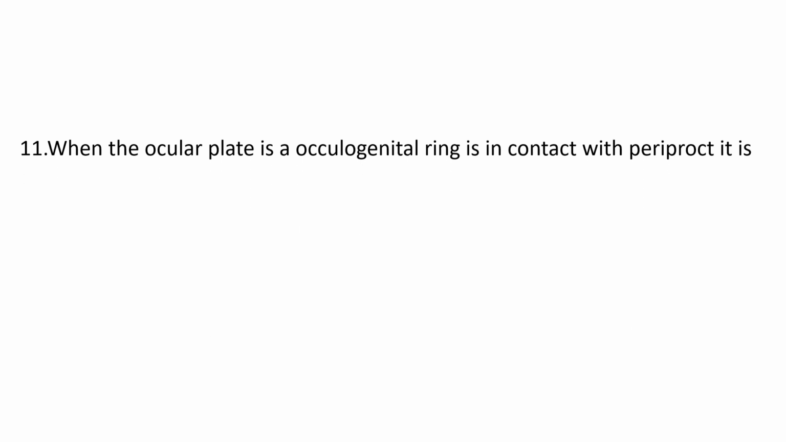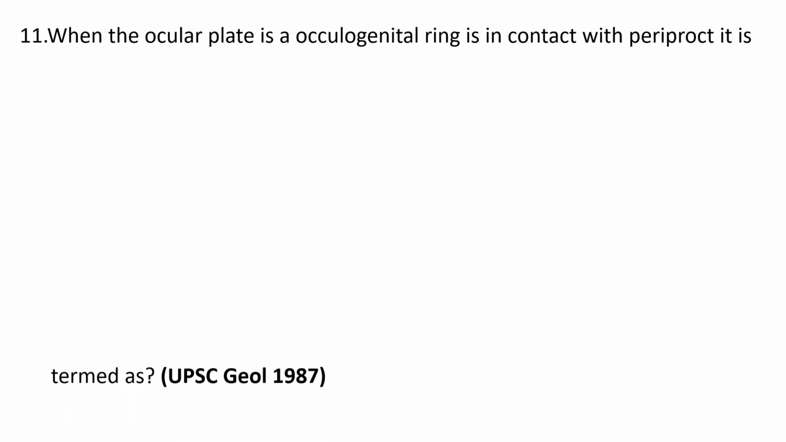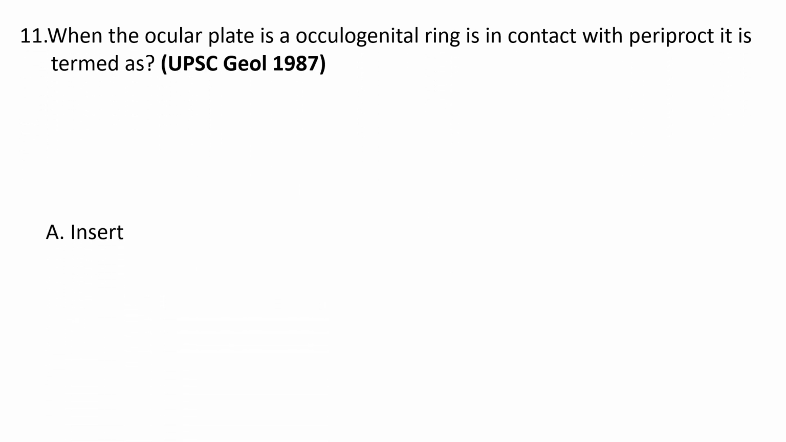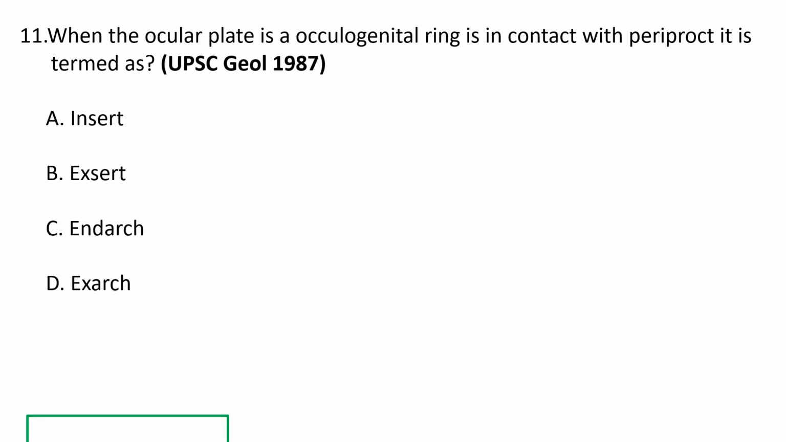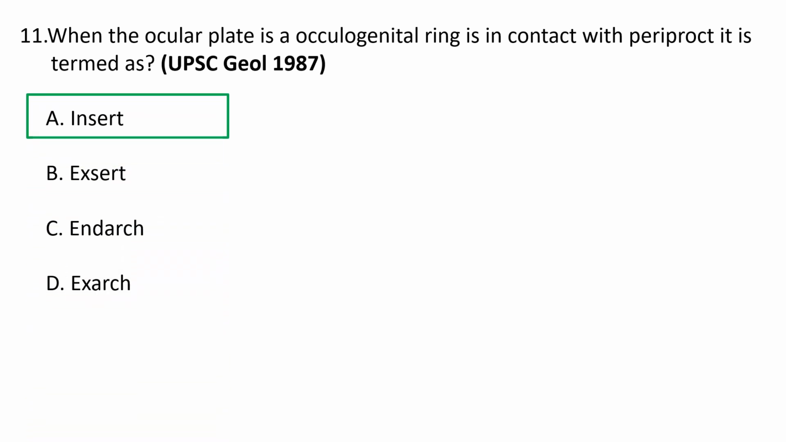When the ocular plate or oculogenital ring is in contact with the periproct, it is termed as? All these are questions asked in the UPSC Geologists exam 1987. A. Insert, B. Exert, C. Endar, D. Exar. When the ocular plate, the oculogenital ring, is in the form of a ring and in contact with the periproct, it is termed as an insert. When the ocular plates do not make contact with the inner oculogenital ring, they are known as exert type. So the answer A, insert, is the correct answer.